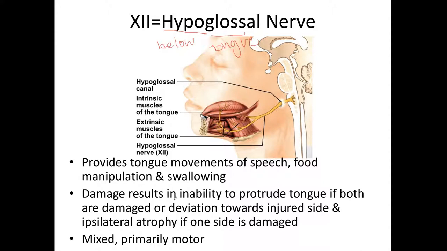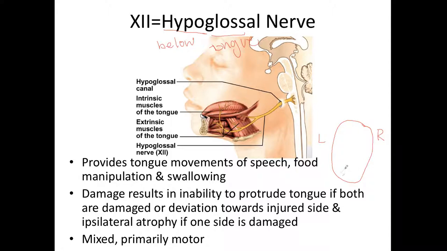I'm actually using my hypoglossal nerve right now to manipulate my tongue to produce speech. Damage results in an inability to protrude the tongue if both sides are damaged, or a deviation towards the injured side and ipsilateral atrophy if one side is damaged. So what does that mean? Well, let me draw myself a little head. This is going to be a really weird drawing, I'm just going to warn you. Let's say this is the left, and this is the right.